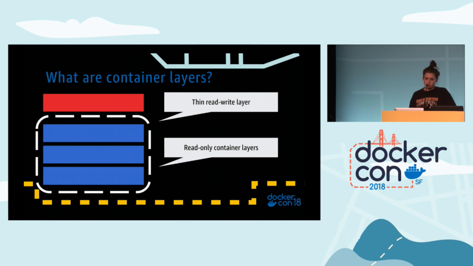So what are container layers? You start off with your base, and that's a stack of read-only container layers. You can't do anything to them; they're just the way they are already. And then on top of that, you get a pretty thin, or hopefully thin, read-write layer. That's where everything that you do during your Docker build process ends up. Any files you download, anything you do, anything you install, ends up in that hopefully relatively thin read-write layer.